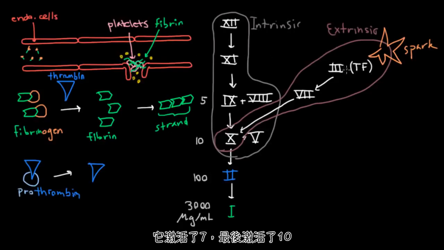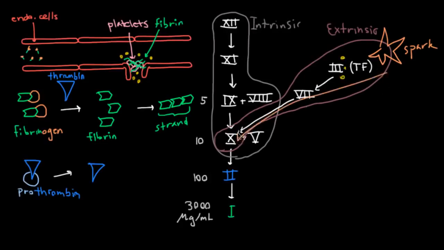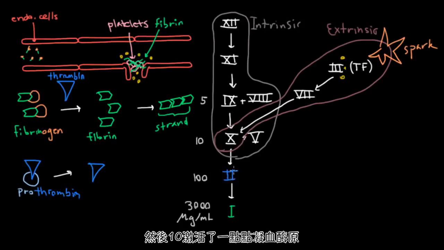And that tissue factor activates 7, which activates a little 10, so you get a shot, a spark that shoots down this way and activates a little bit of 10, and then 10 will activate a little bit of thrombin, and then thrombin will get the intrinsic workhorse going. And how will thrombin do that?